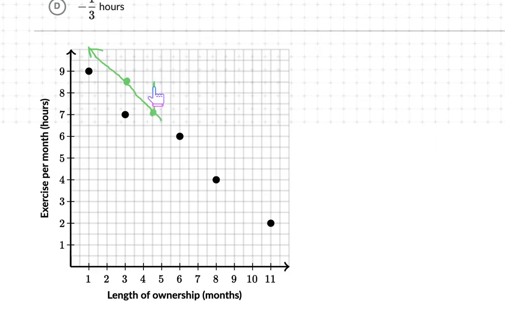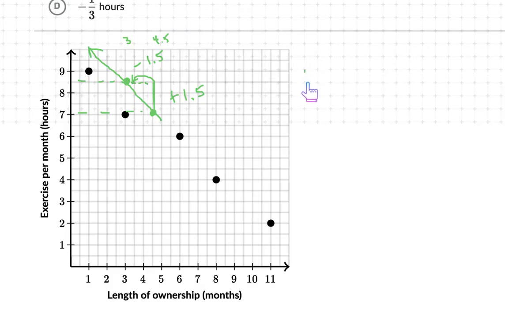So my rise is going to tell me the exercise time. It's going up from 7 to 8.5. That means it's going up 1.5. And then for the ownership, it's going from 4.5 backwards to this point, which lines up with 3. So it's going down 1.5.